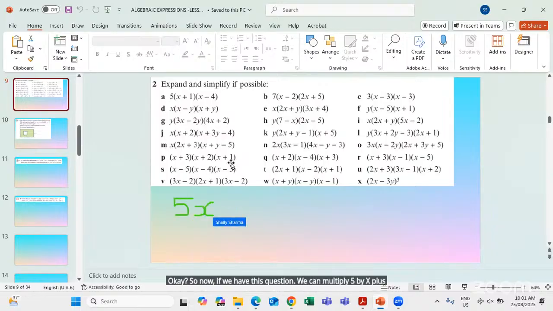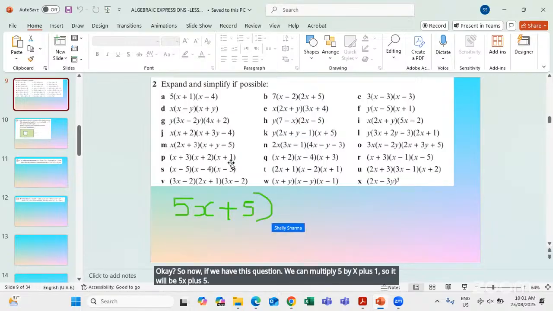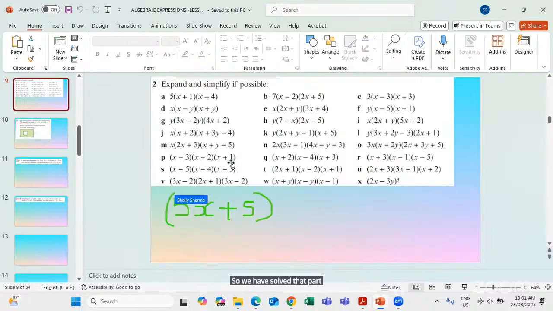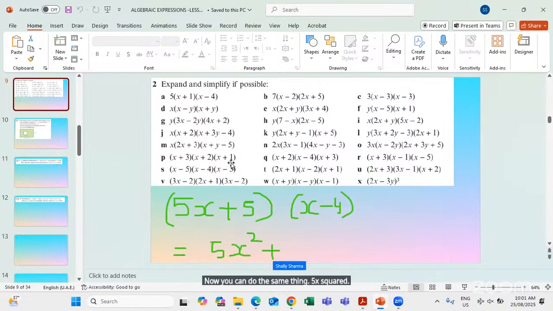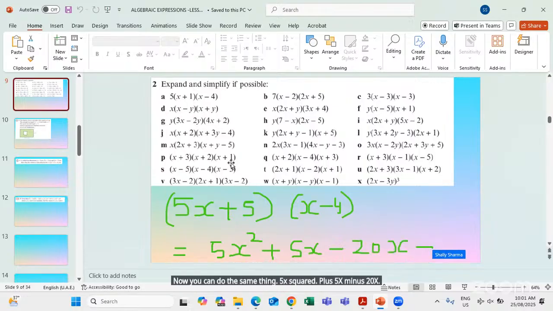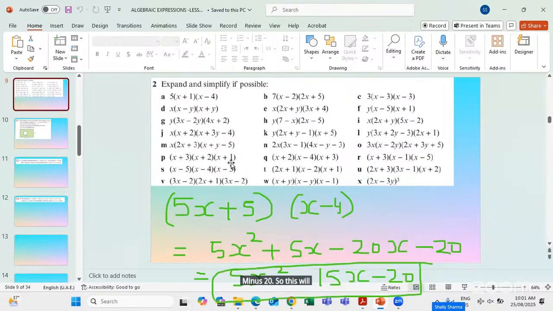So if we have this question, we can multiply 5 by x plus 1, so it will be 5x plus 5. So we have solved that part, and then we have x minus 4. Now you can do the same thing: 5x squared plus 5x minus 20x minus 20, and then you can simplify to 5x squared minus 15x minus 20. So this will be the final answer.